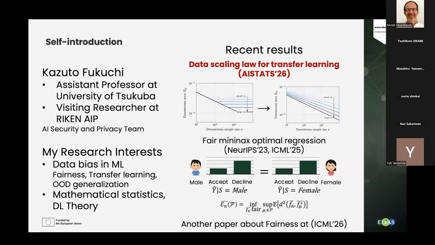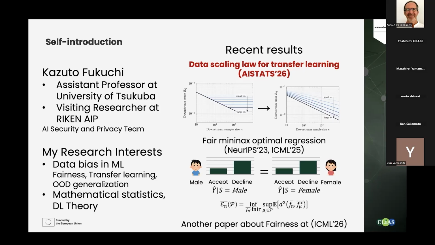Data bias is like, we're constructing some model from the data, but the distribution of data is somehow skewed. For example, fairness is one problem of data bias, where the data is skewed by some socially sensitive information, and transfer learning is a distribution shift problem, and out of distribution generalization.